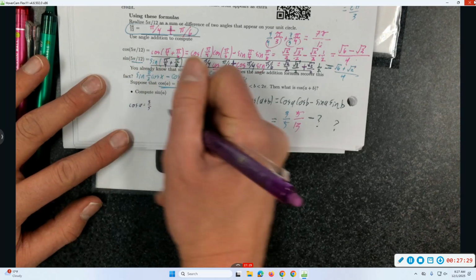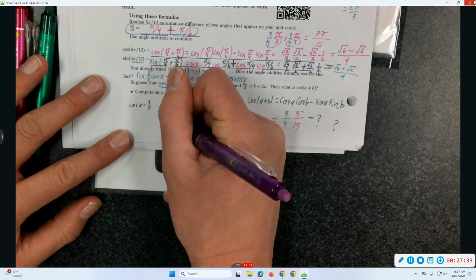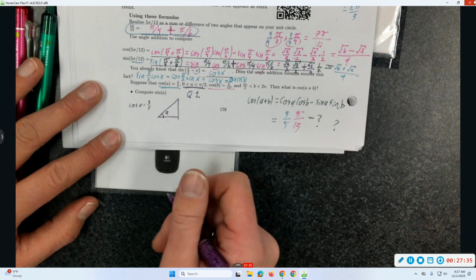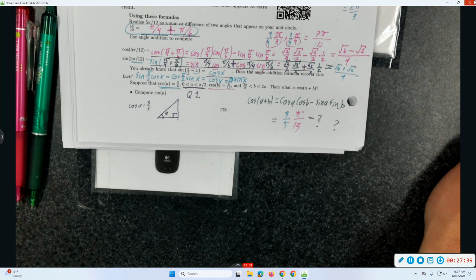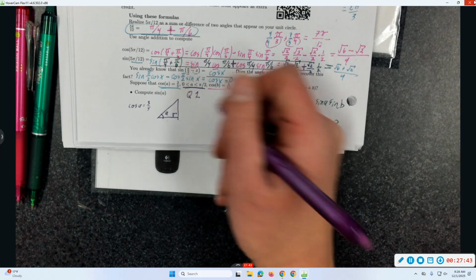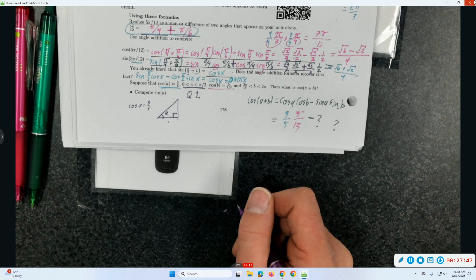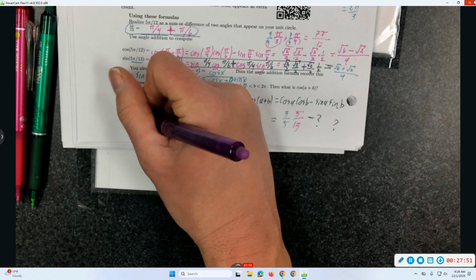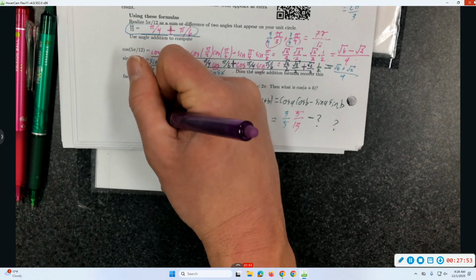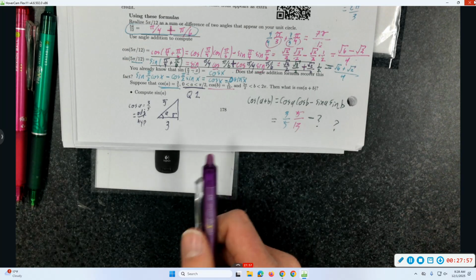So cosine A is 3/5. I would like to know sine of A. So let's draw this. There's the angle A. I know cosine of A is 3/5. If I'm going to use a right triangle to do this, what sides of this triangle should I label? Hypotenuse and adjacent. What should I label them as? Hypotenuse is 5, adjacent is 3. Nice, because cosine is adjacent over hypotenuse. So what's the other side?